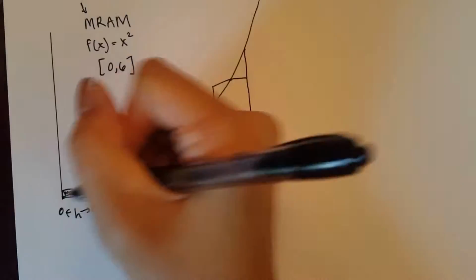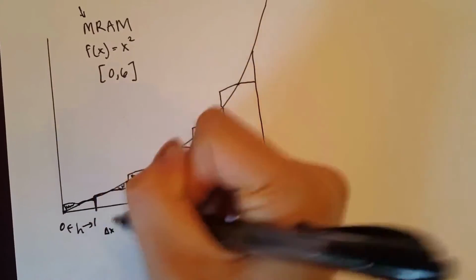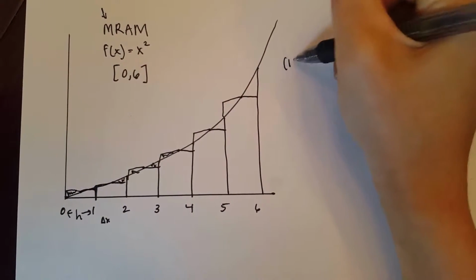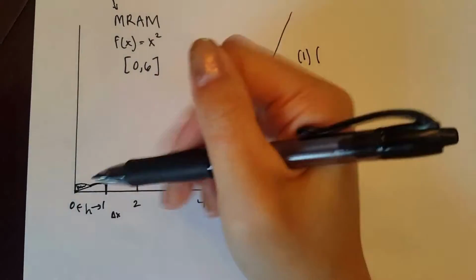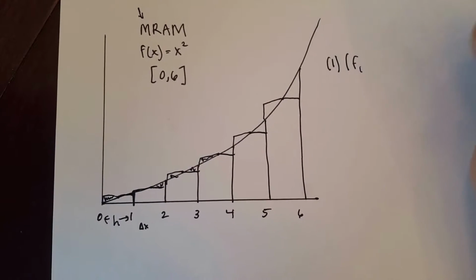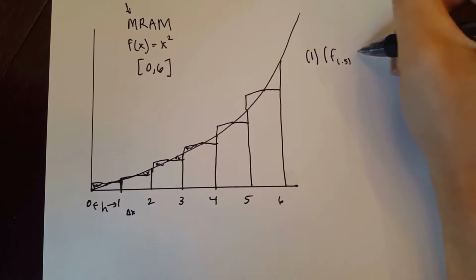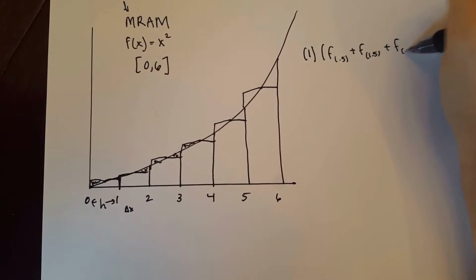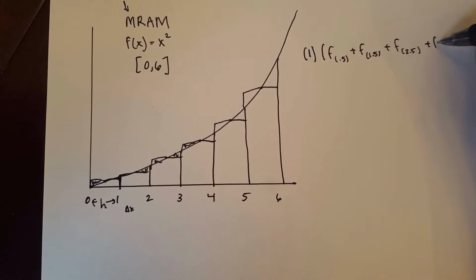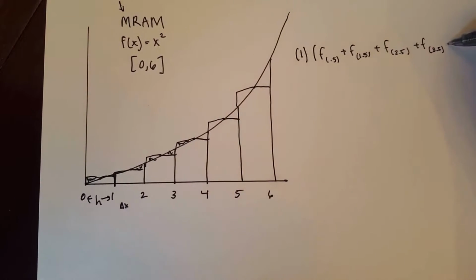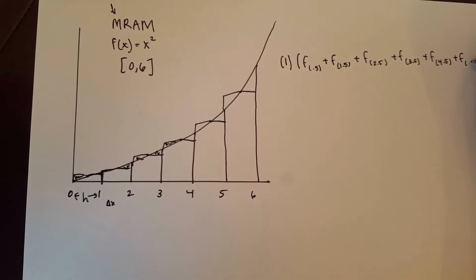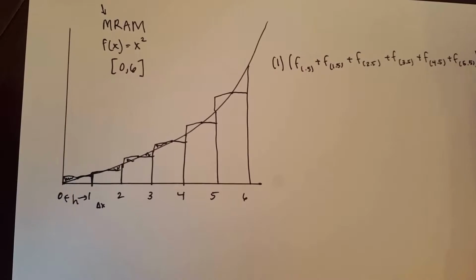And so our width, or our delta x, is still 1 throughout all of this. So multiply the outside by 1, and then you will take the f of whatever the midpoint is. So for example, first one will be f of 0.5 plus f of 1.5 plus f of 2.5, and so on. f of 3.5 plus f of 4.5 plus f of 5.5. That's the last one.